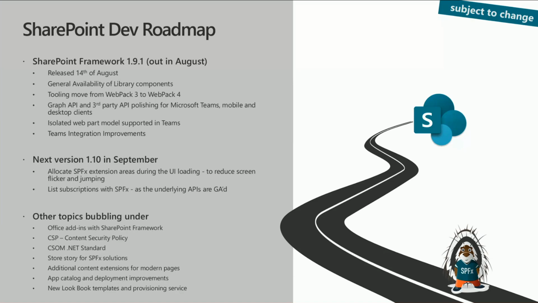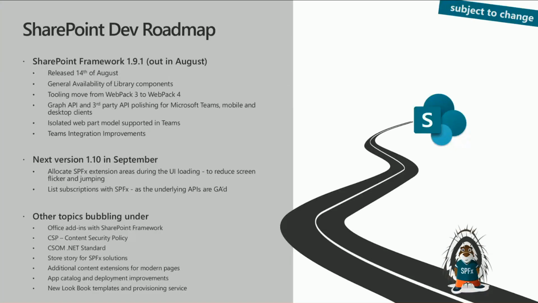And it is GA now as such. But we are also waiting for SharePoint Framework 1.10, which maybe will come out in September this year, which will have a few more improvements, including one of my favorite features in the field of the modern UI from an SPFx perspective, which is the full support for the list subscriptions, because now the underlying APIs are generally available, and so SharePoint Framework will follow them and will make this functionality available in production as well.